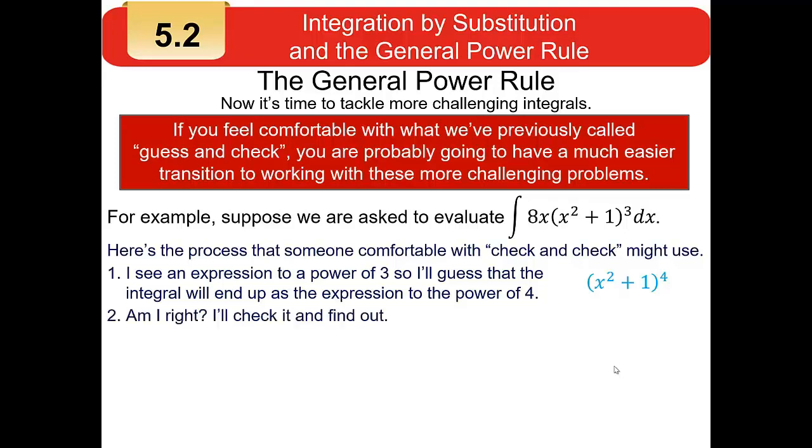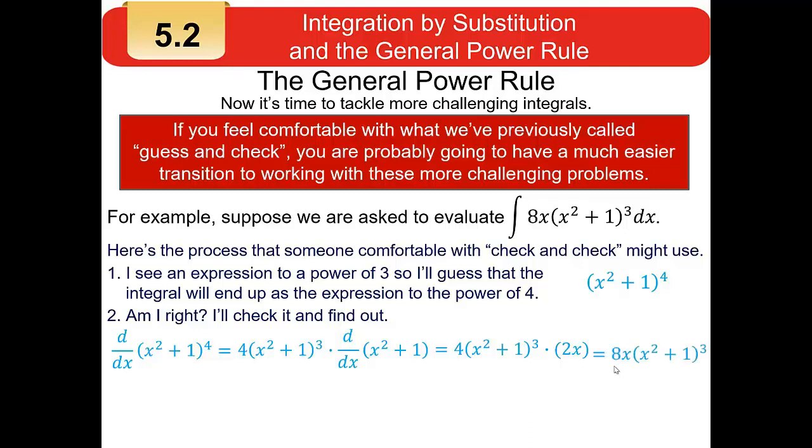So that's my initial guess in the guess and check method. Well, now how about the check? Am I right? Now comes the check part. You check by taking the derivative of your guess and see if you got it. So I'll take the derivative of the quantity x squared plus 1 raised to the fourth power. The general power rule says I've got to bring the 4 down, write the base down, reduce the exponent from 4 to a 3, and then by the chain rule, you need to take the derivative of the base, x squared plus 1, and of course the derivative of x squared plus 1 is just 2x. And 4 times 2x is 8x. I would write that as 8x times the quantity x squared plus 1 cubed.